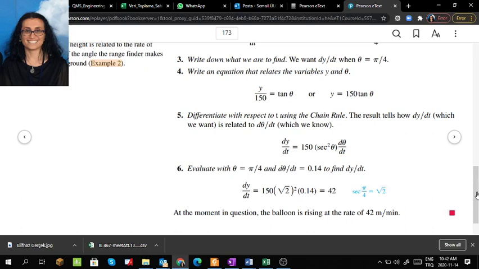So after 1 minute, the balloon is going to rise 42 meters. That's what it shows.